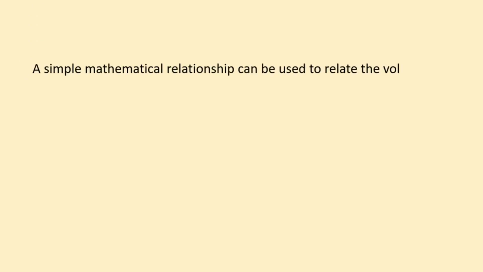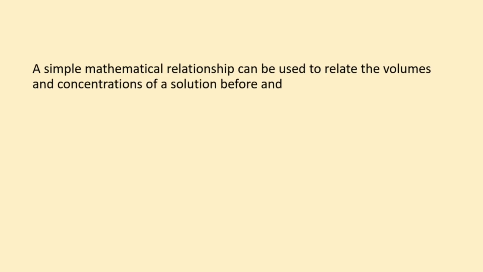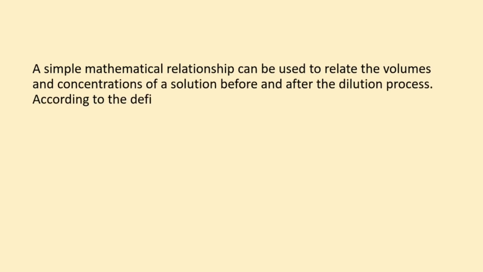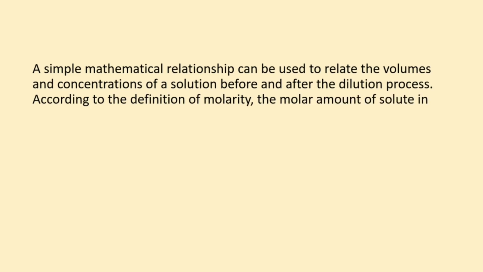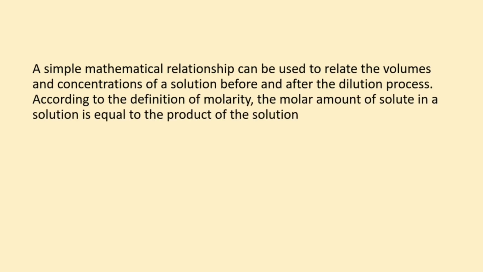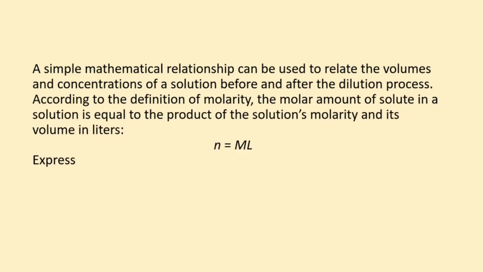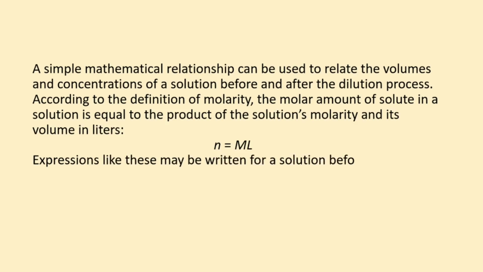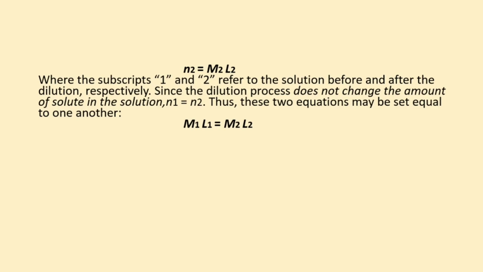A simple mathematical relationship can be used to relate the volumes and concentrations of a solution before and after the dilution process. According to the definition of molarity, the molar amount of solute in a solution is equal to the product of the solution's molarity and its volume in liters. n equals ML. Expressions like these may be written for a solution before and after it is diluted. n1 equals M1L1, n2 equals M2L2, where the subscripts 1 and 2 refer to the solution before and after the dilution, respectively.